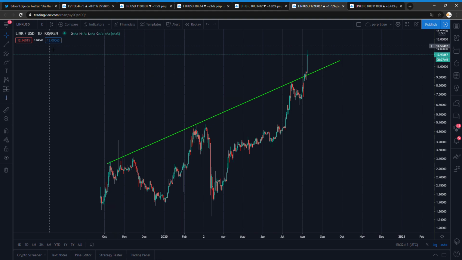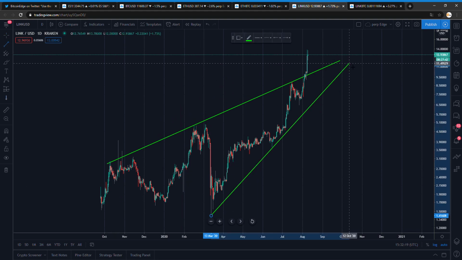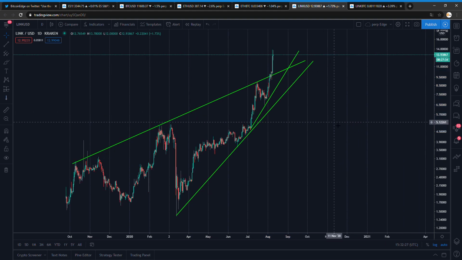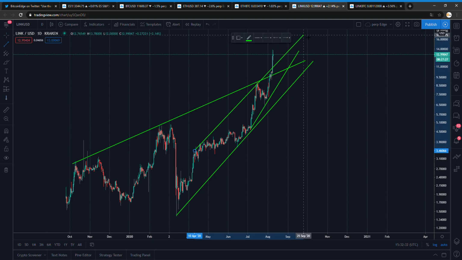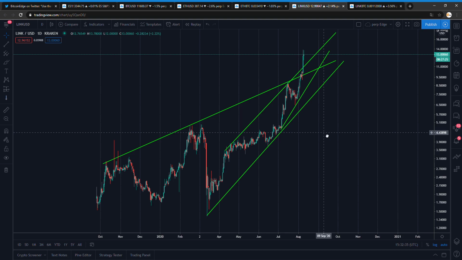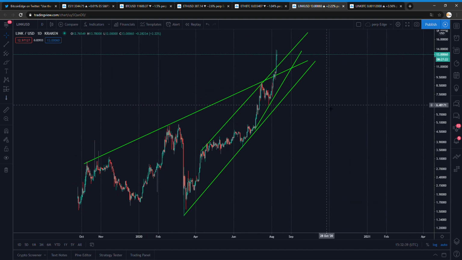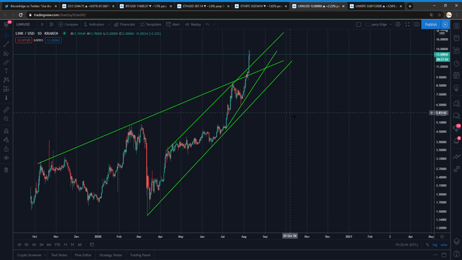So yeah, Link really was actually one big rising wedge, and they broke out of it so crazy strong. And they're in price discovery now, so we don't know where it will end. We have no clue. Maybe something like this. Broke that one already. Link could keep running. I don't see any resistances at the moment.